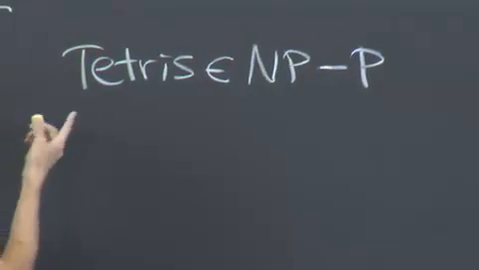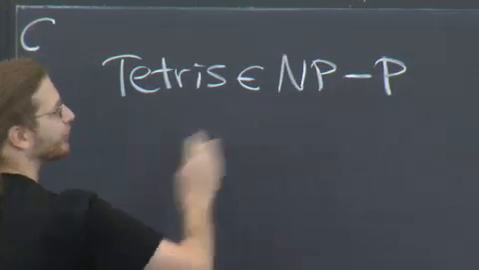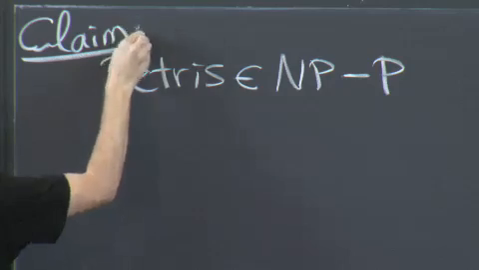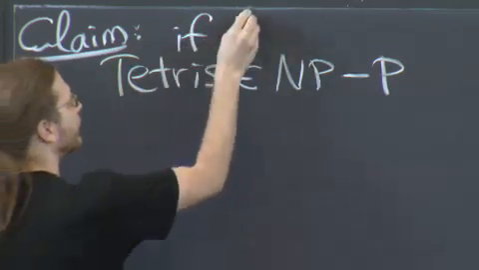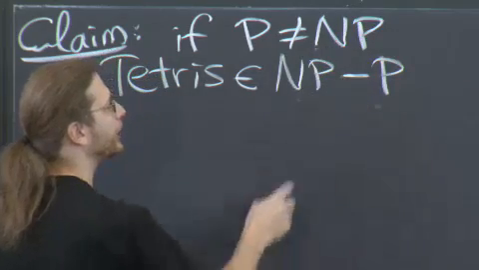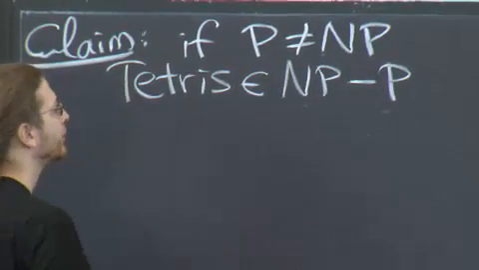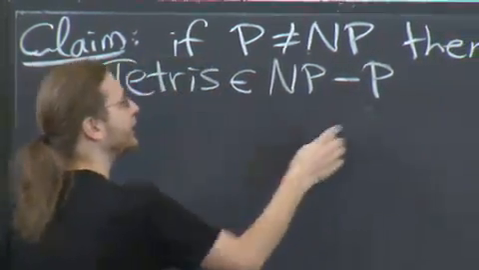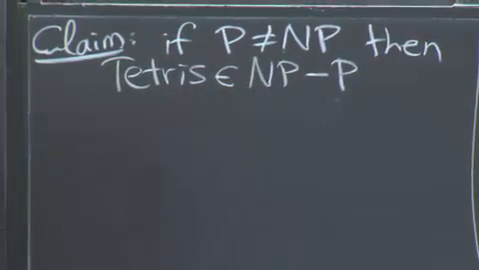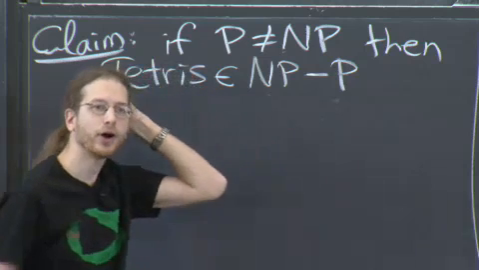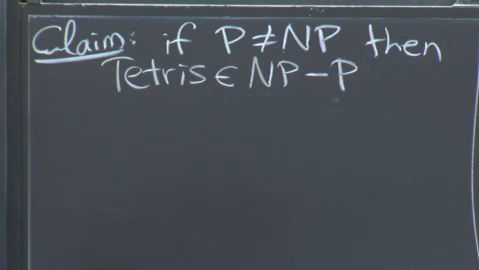We don't know that, because we don't know. This could be the empty set. What we do know is that if there's anything in NP minus P, if they are different, then Tetris is one of those things. That's why I drew Tetris out there. It is, in a certain sense, the hardest problem in NP.